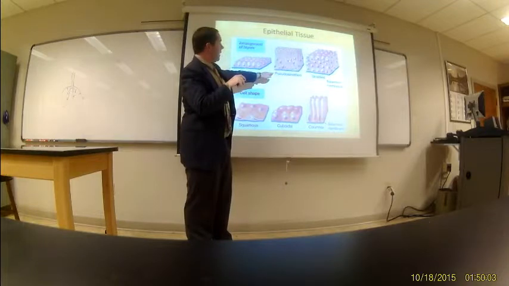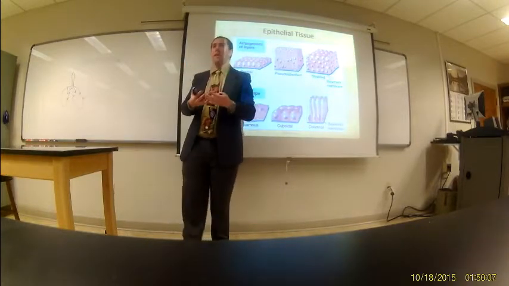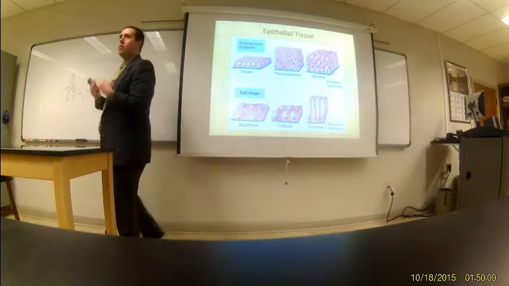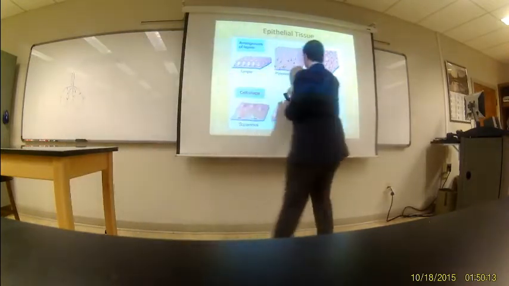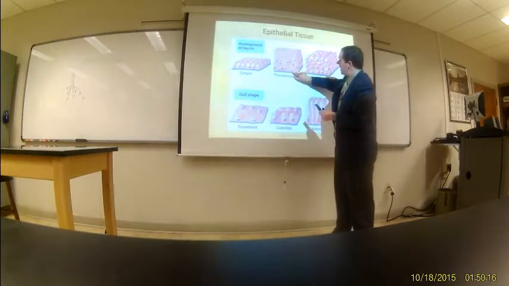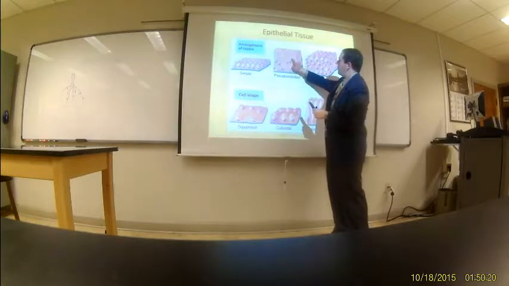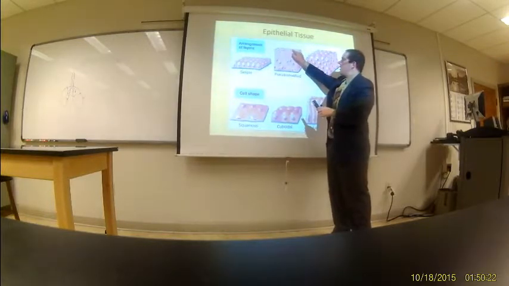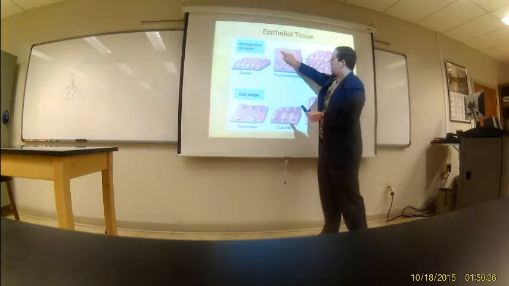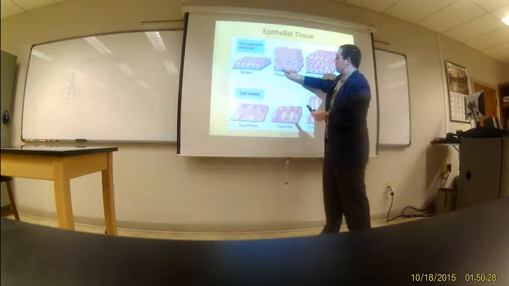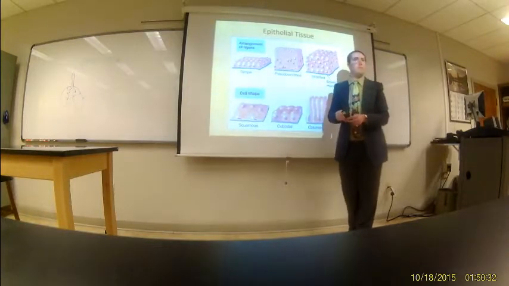Pseudostratified, so if you look at it, you have nuclei down here and nuclei up here. At first glance, it looks like it's multiple layers. But if we pick each one, so this one's attached here. If you could follow it, that kind of disappears behind this one, and that's it touching the apical surface there. This one touches the apical surface there, and the basal surface there. They all touch the top and the bottom.